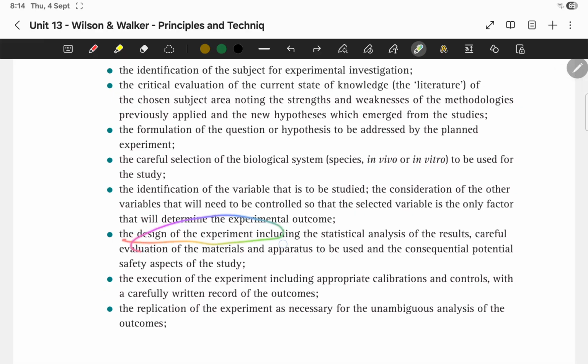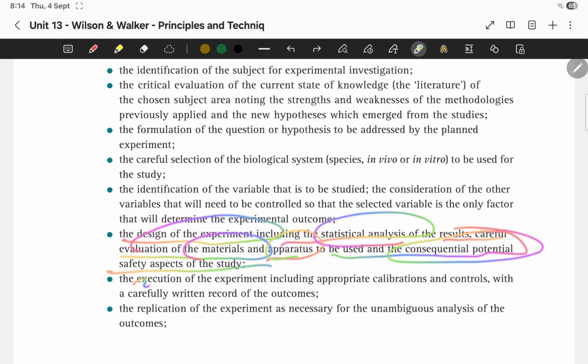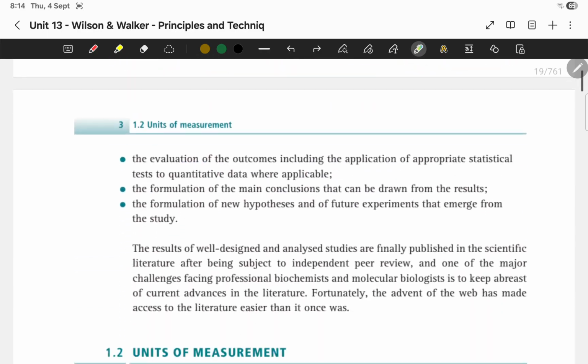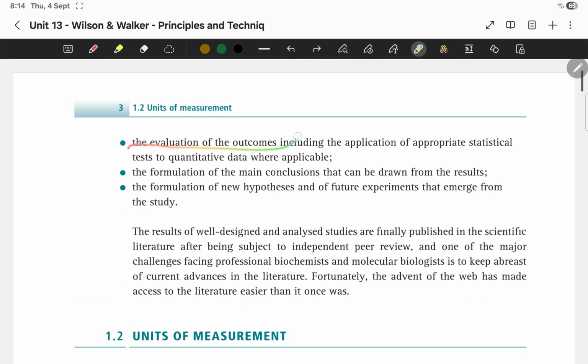The design of the experiment, including the statistical analysis of the result, careful evaluation of the material and apparatus to be used, and the consequential potential safety aspects of the study. The execution of the experiment, including appropriate calibrations and control, with a careful written record of the outcomes. The replication of the experiment as necessary for the unambiguous analysis of the outcome. The evaluation of the outcomes, including the application of the appropriate statistical test to quantitative data where applicable.